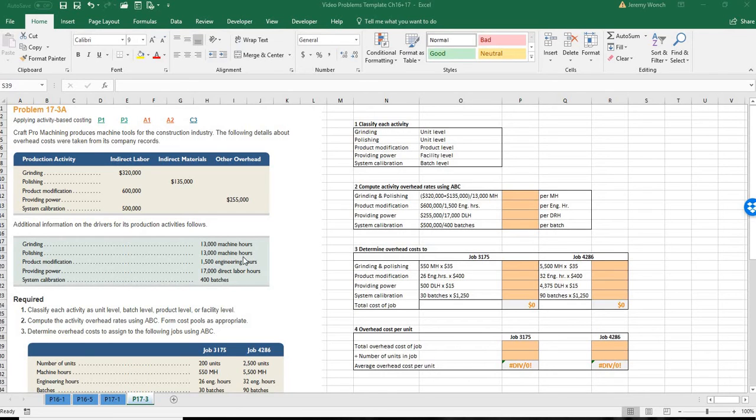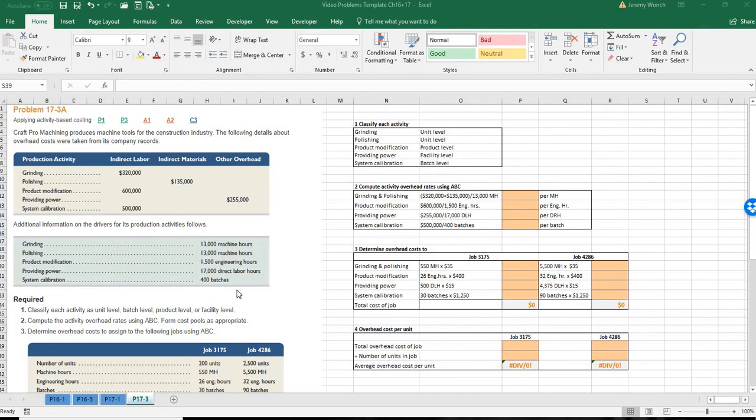Polishing is also machine hours. When it says 13,000 here, that's 13,000 total machine hours used. So there's 13,000 total, not 26, just to clarify that a little bit. Product modification is driven by engineering hours, and there's 1,500. Providing power is driven by direct labor hours, and then system calibration is driven by the number of batches done.